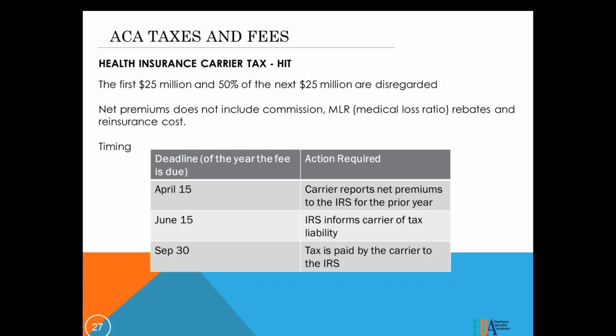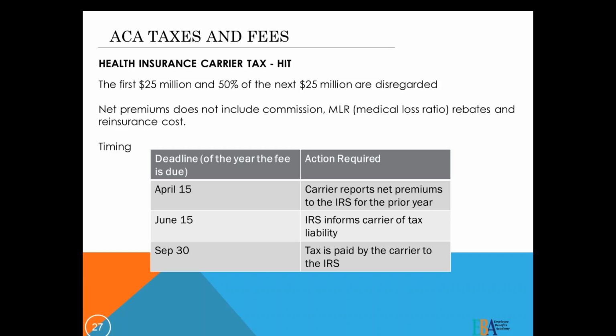If you're in the Medicare world, you know about the donut hole. Turns out there's a small donut hole in the HIT tax, or health insurance carrier tax, as well. Net premiums also don't include commission, MLR rebates, and reinsurance cost. Many states have not seen MLR rebate checks being offered after the first year, so hopefully we will not see that this year either.